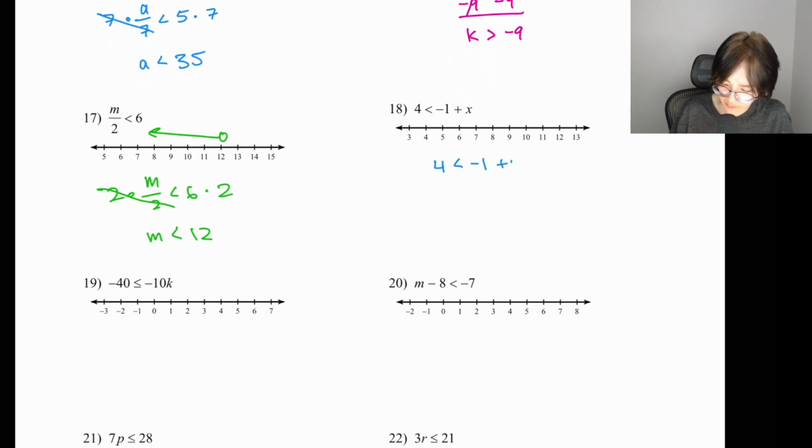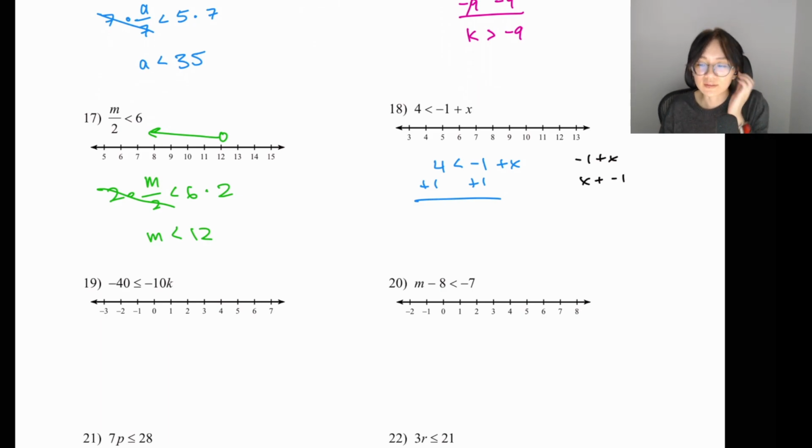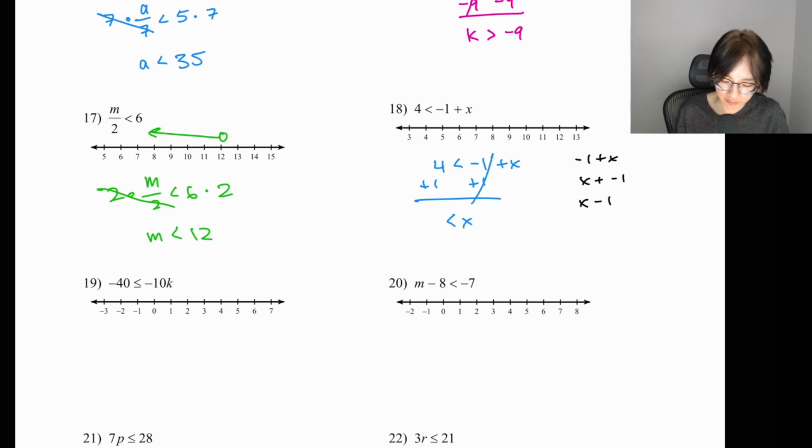4 is less than -1 plus x. The opposite of a negative number is a positive number. Or you can think of it with the commutative property. -1 plus x is the same thing as x plus -1, and adding a negative is the same thing as subtraction, so the same thing as x minus 1. All of them are the same. But either way, those cancel, so we just have x on this side. 4 plus 1 is 5. I'm going to rewrite this so that what we're graphing, the variable, is on the left side. So x is greater than 5. 5 is right here. Open circle because it's not equal to. Arrow goes this way. Everything greater than 5.